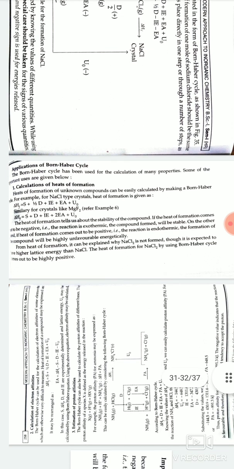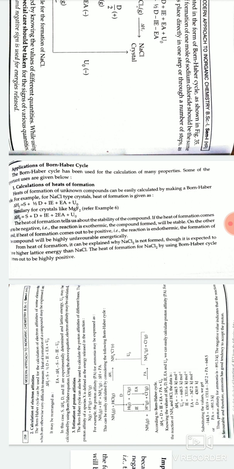The heat of formation tells us about the stability of the compound. If the heat of formation comes out to be negative, that is, the reaction is exothermic, the compound formed will be stable. On the other hand, if the heat of formation comes out to be positive, that is, the reaction is endothermic, the formation of the compound will be highly unfavorable energetically.